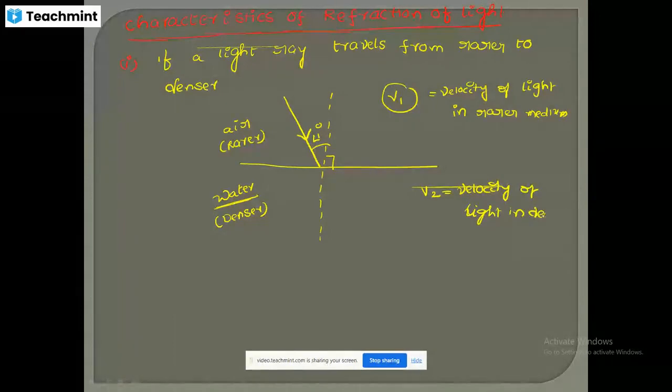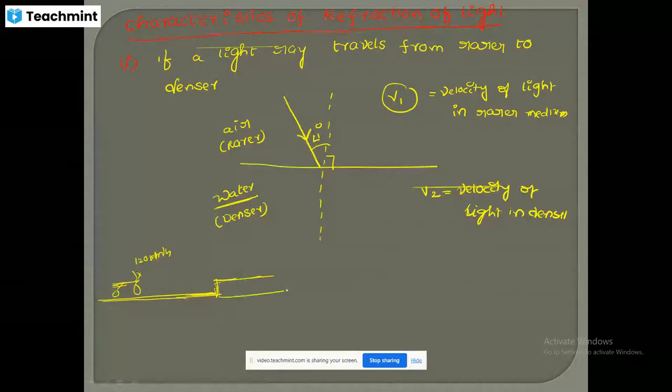For example, I will take one example and explain. This is a normal, plain road, and this is my bike. I am going with a velocity of 120 kilometer per hour. Unfortunately, there is another road which has a lot of sand on it.